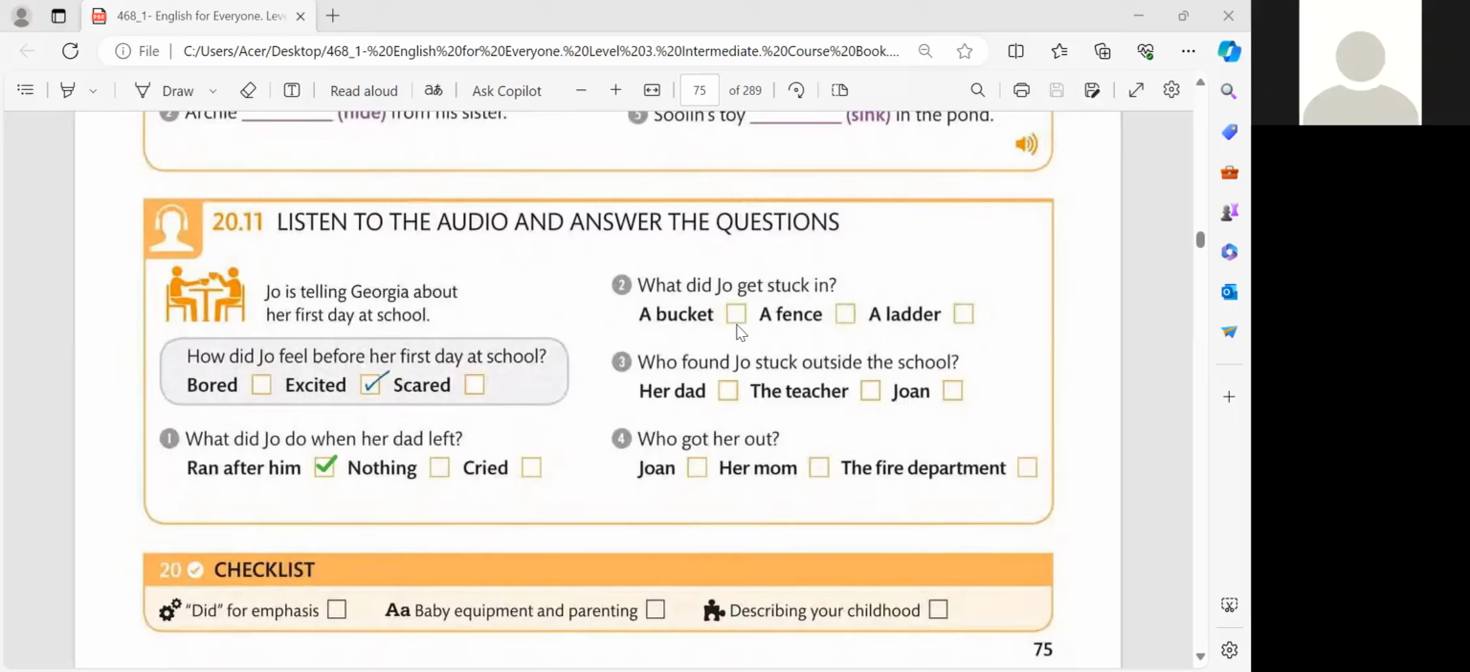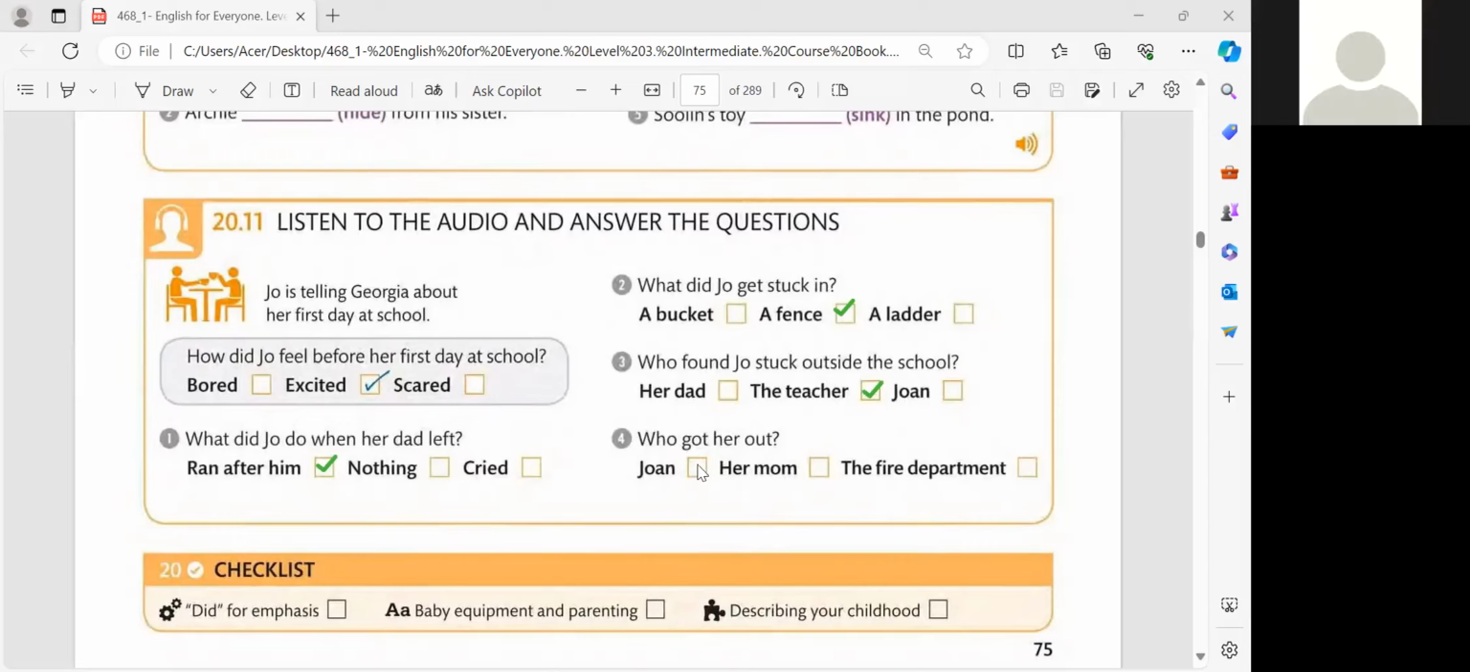What did Jo get stuck in? The answer will be, a fence. Okay, a fence. Number three. Who found Jo stuck outside the school? Your answer will be the teacher. The teacher. Okay, number four.